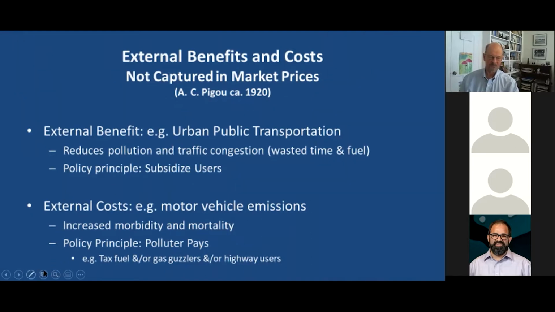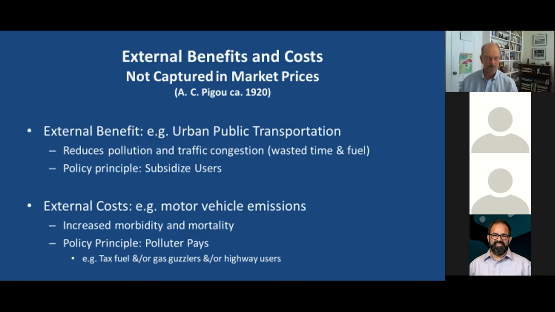And I did want to mention that, of course, there are situations where there are also external benefits. That is, not just the people who buy and sell a good or service, but others may benefit from its provision. So if you and lots of others living in an urban area choose to take public transportation, then I, as a car commuter, benefit from reduced congestion, reduced hassle for parking, less wasted fuel, and we all benefit from lower pollution. So there is a policy principle for dealing with beneficial externalities, market failures, and that is to subsidize the users, the people who take the public transportation system in this case.